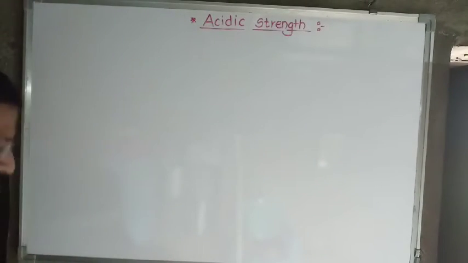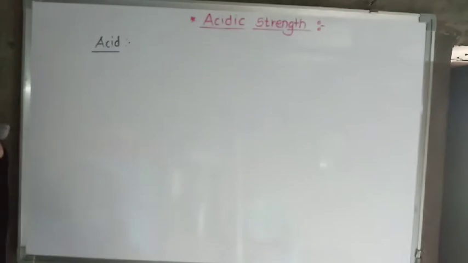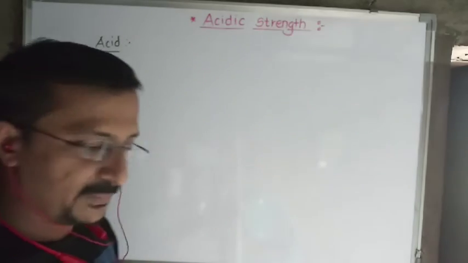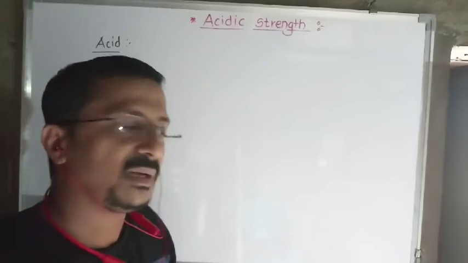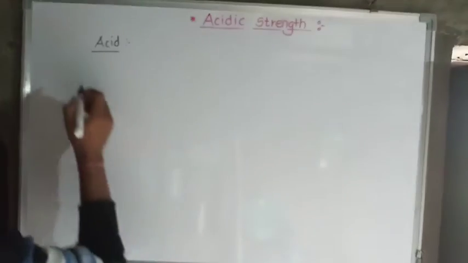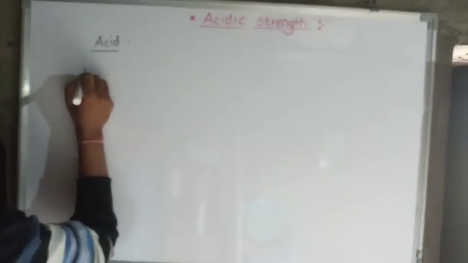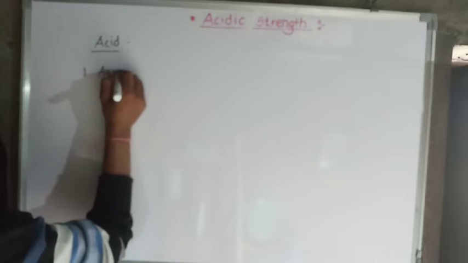First, you have to know something about acid. So what is meant by acid? Yes. According to different theories, acid can be defined in different ways. So the first one is by means of Arrhenius theory.